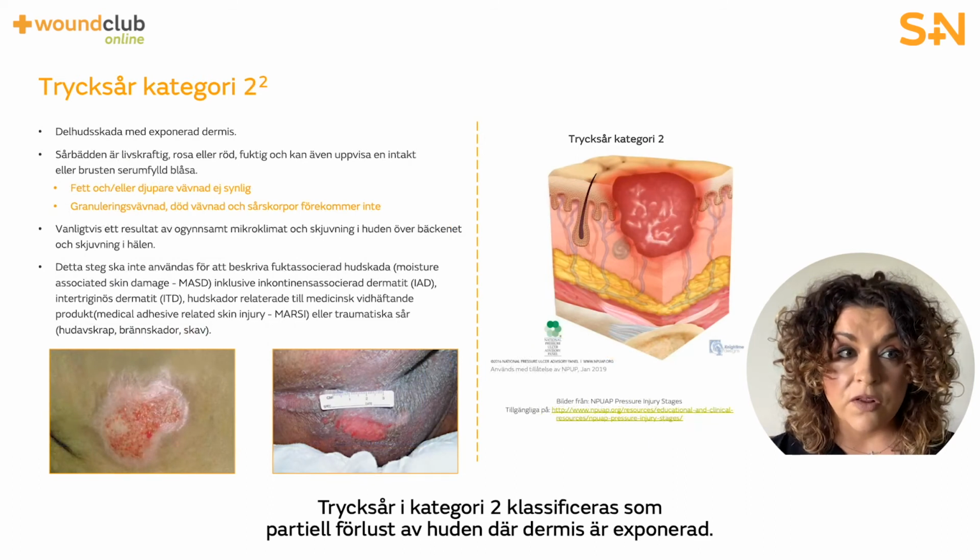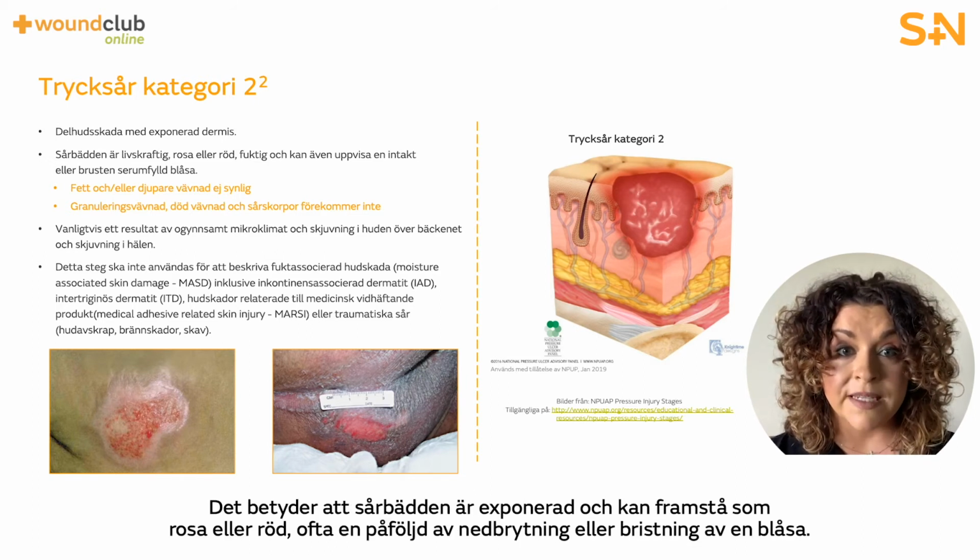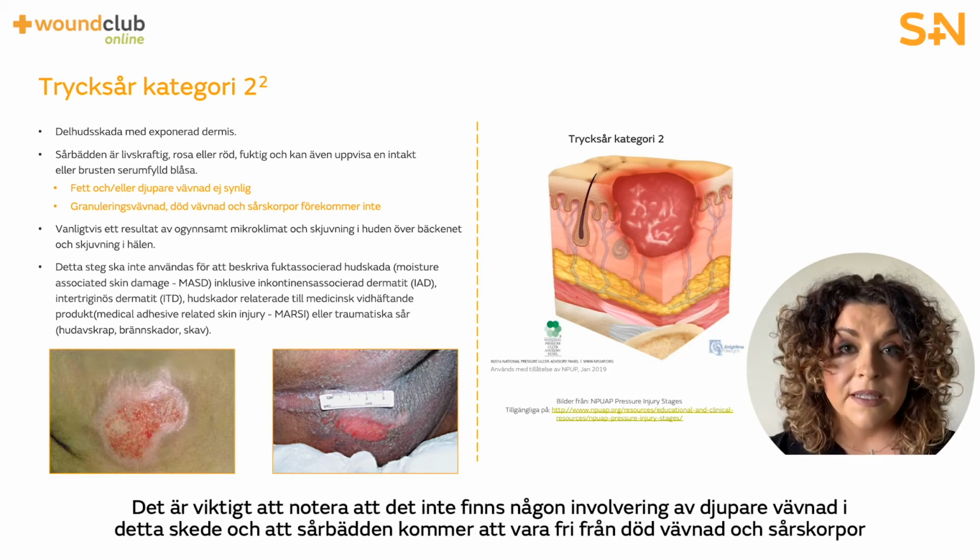Category 2 pressure ulcers are classified as having partial thickness, loss of skin, where the dermis is exposed. This means that the wound bed is exposed and may appear as pink or red, and often following the breakdown or rupture of a blister. It's important to note that there will be no deeper tissue involvement at this stage and that the wound bed will be free of slough and eschar.